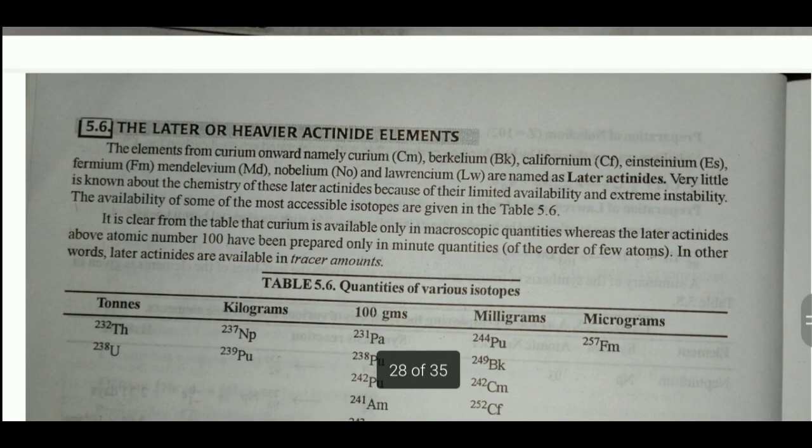The later or heavier actinide elements. The elements from curium onward, namely curium, berkelium, californium, einsteinium, fermium, mendelevium, nobelium, and lawrencium, are named as later actinides. Very little is known about the chemistry of these later actinides because of their limited availability and extreme instability. The availability of some of the most accessible isotopes is given in Table 5.6.